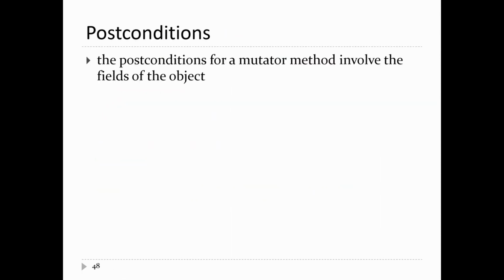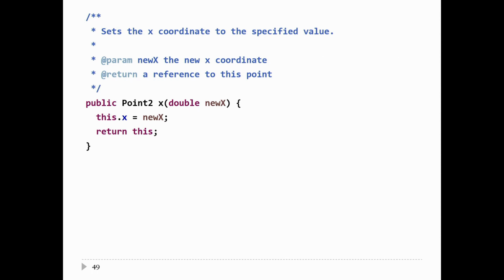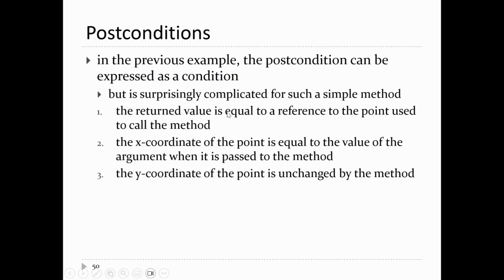Okay, so what about a method that changes the state of the point? So here's the method that changes the x coordinate of the point to new x. Again, if you read the description of the method, the postconditions are kind of hidden, or expressed in the description. It says that the x coordinate of the point is changed to the specified value. It says that it returns a reference to the point that was used to call the method. What's not said is that the y coordinate of the point doesn't change. But that's all part of the postcondition.